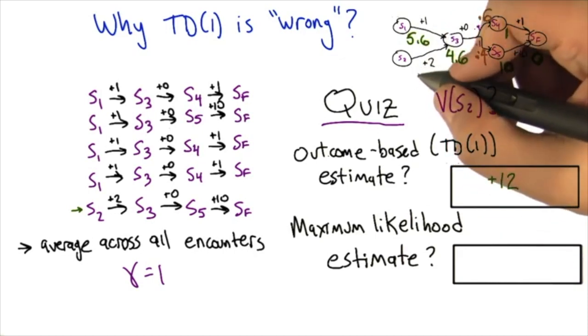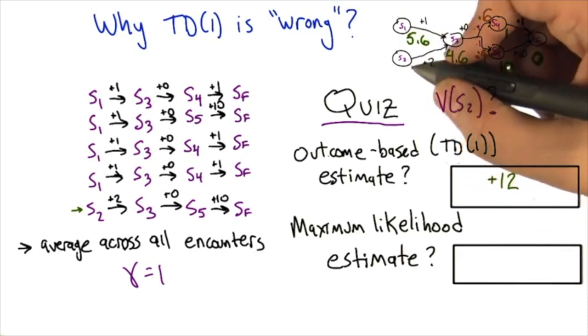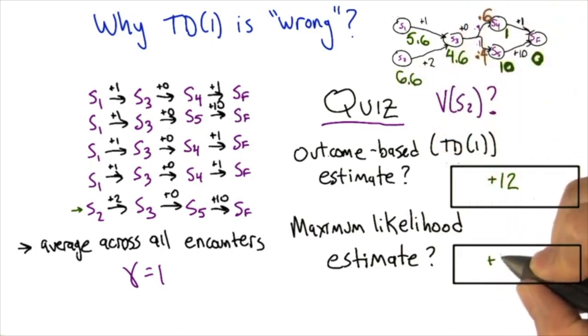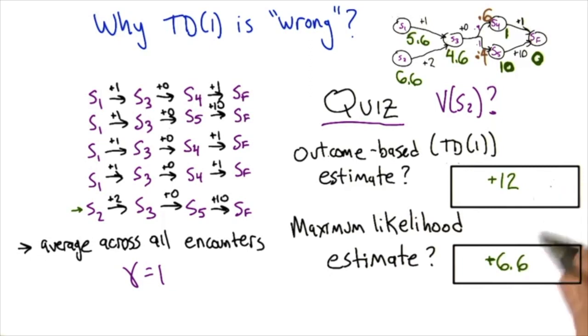But the actual question was about S2. And so it is 6.6. Proof by addition, and it works out pretty well. Okay, so 6.6 is very different from 12. Sure. I'm not sure if either one of them is right.